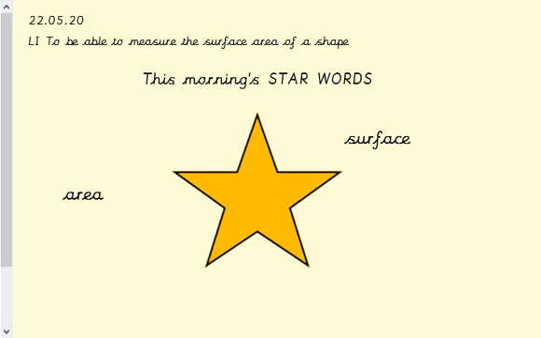Now, our learning intention this morning is to be able to measure surface area of a shape. And really, we've only got 2 star words this morning. I think it's the least we've had all year. They would be area and surface.